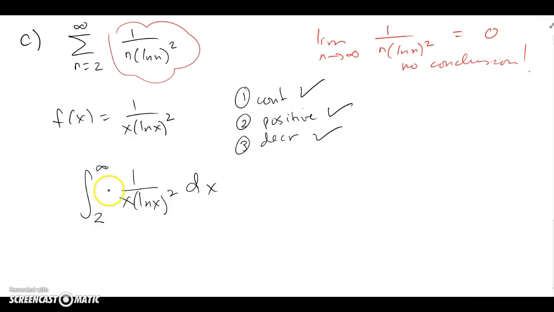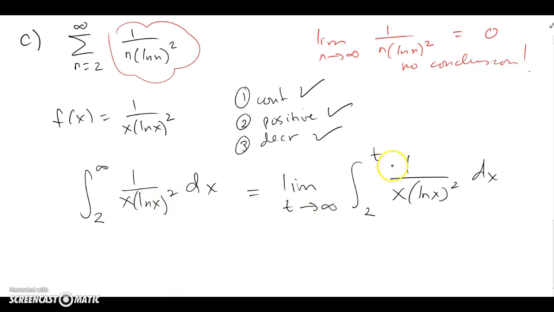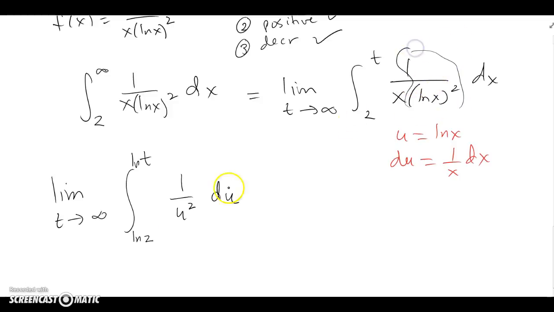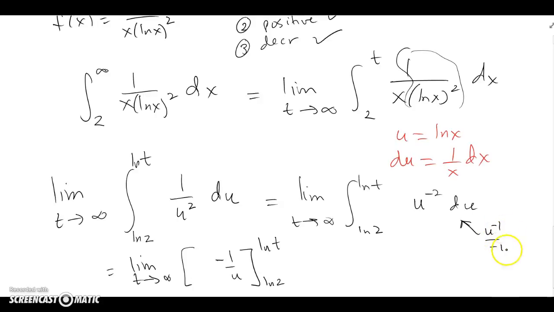So we look at the integral from 2 to infinity of this function. This is an improper integral. Look at the limit as t goes to infinity and analyze this, which it looks like it's going to be a u-substitution. So if I let u be ln of x, then du pops out this 1 over x dx business. So this piece gave me 1 over u squared, and then the 1 over x dx gave me du. I changed my limits of integration. X is 2, that's ln of 2, and then x is t, that's ln of t. So this integrates to u to the negative 1 over negative 1, so I basically have negative 1 over u with these limits of integration.